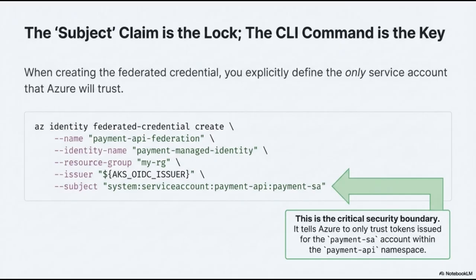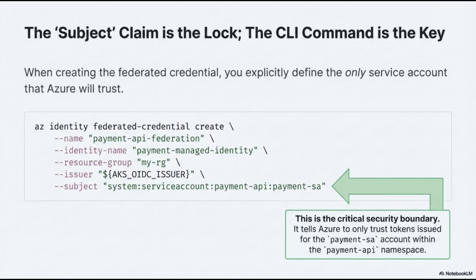Looking at the Azure CLI command provided, we see the process for creating a federated credential named payment-API-federation. The most vital part of this configuration is the --subject parameter. In this instance, it is set to system:serviceaccount:payment-API:payment-SA. This specific line represents the critical security boundary of the implementation.